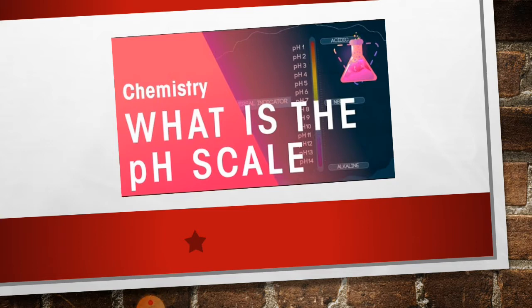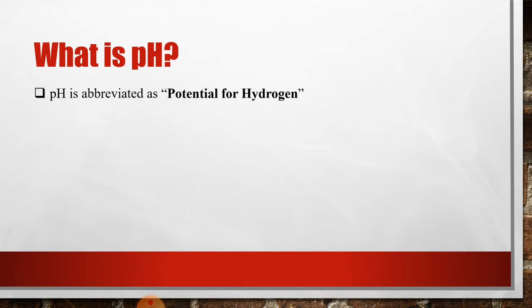Our topic for today is about the pH scale. So what is the pH scale? pH is basically abbreviated as the potential for hydrogen, and it is calculated by taking the negative logarithm value for the hydrogen ion concentration in the solution.